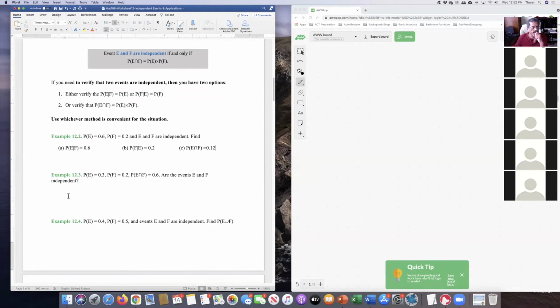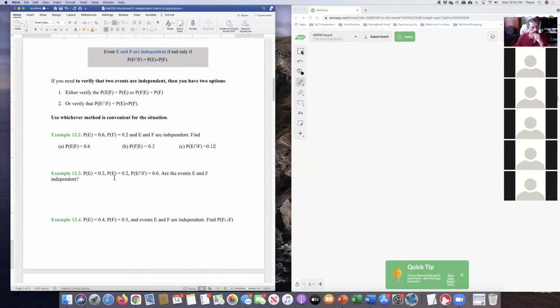Okay, going on to 12.3. The probability of E is given, F is given, and the intersection is given. Are these events independent? So which method is convenient here? Multiplying the probability of E times the probability of F. Right, that is the convenient formula here. We can check that. 0.3 times 0.2 is equal to 0.06, but E intersection F is 0.6, so they're not equal. So they are not independent.